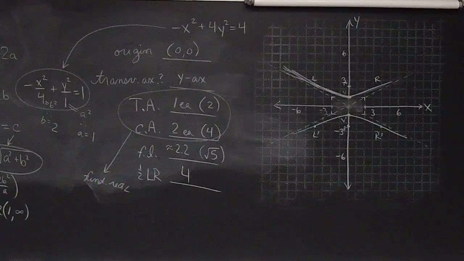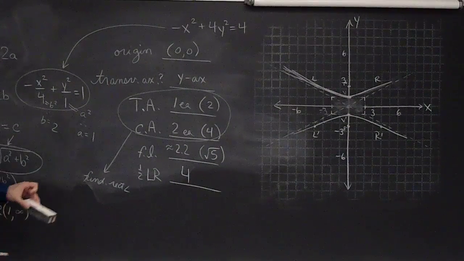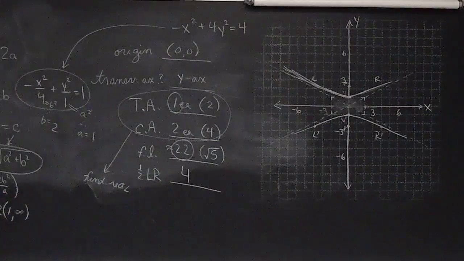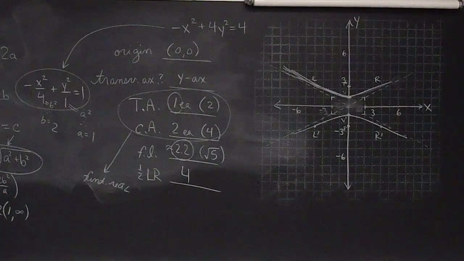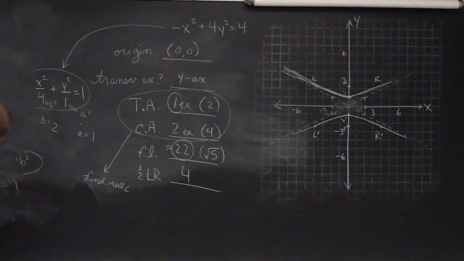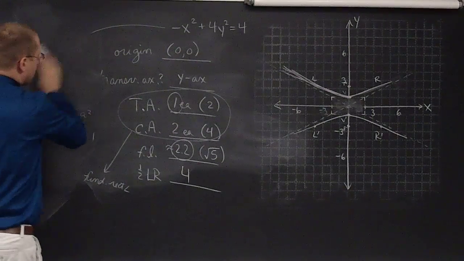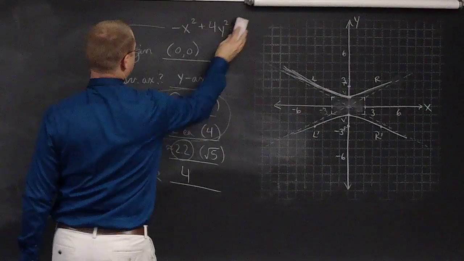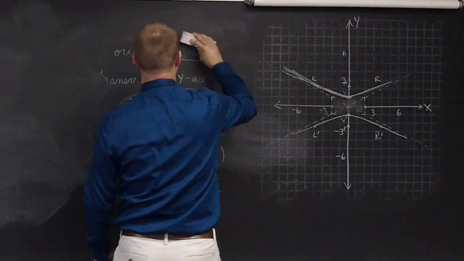Questions on this? All right, let's do another one of these then. By the way, the eccentricity, C over A, is 2.2 for this particular hyperbola. And if I'm smart, I don't erase all of the labels.